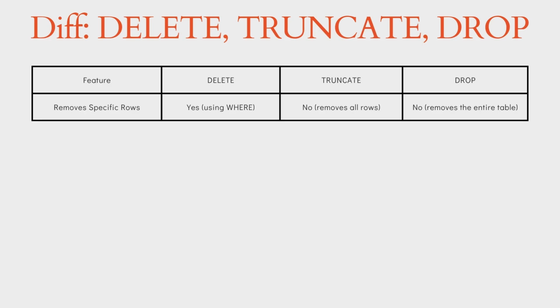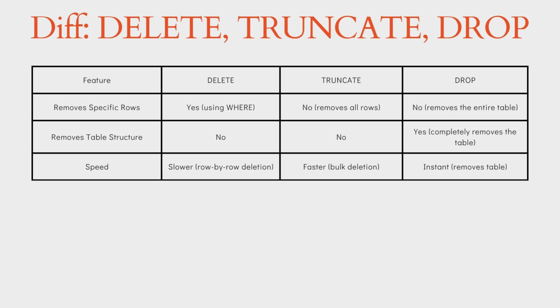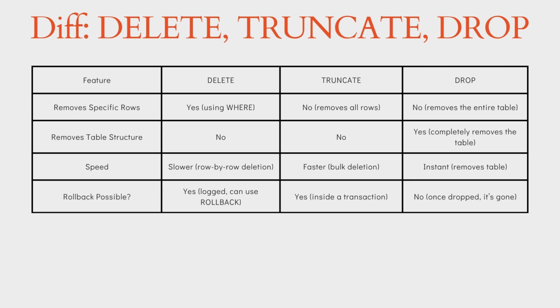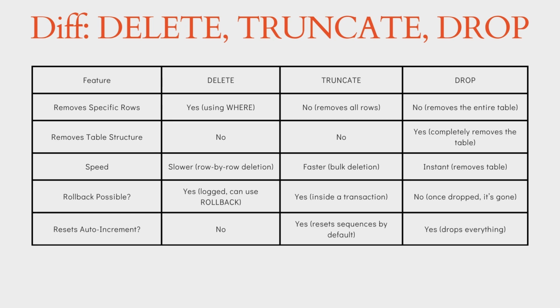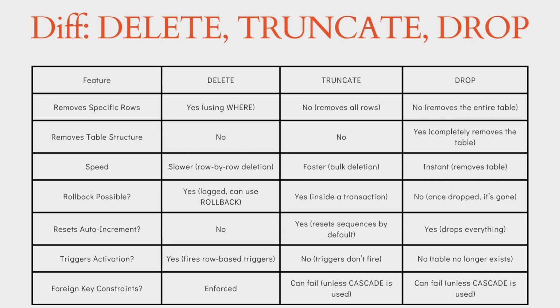As you might have noticed, delete, truncate, and drop are quite similar, and so you might be asked to explain the differences between these three commands. Although there are many differences, focus on these important ones. Delete can remove specific rows, while truncate and drop cannot. The drop command can remove the table structure, while delete and truncate cannot. Rollback is only possible with respect to the delete statement, but truncate and drop cannot be rolled back, with an exception that the truncate command can be rolled back within a Postgres database. Truncate resets sequences by default, and triggers are activated by the delete command.